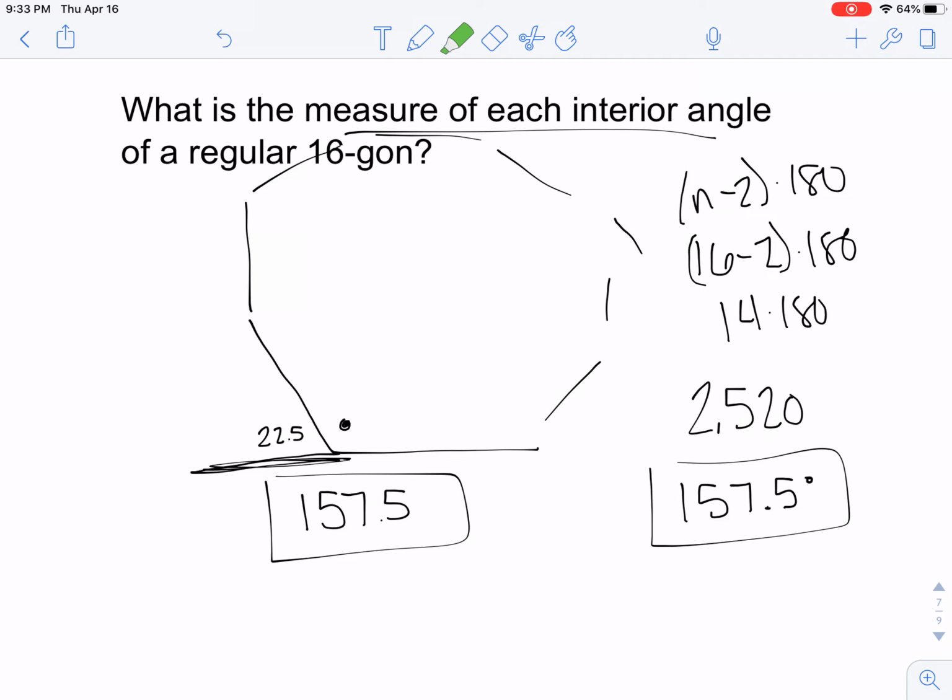I don't care which method you use, but the point is sometimes you can just use other facts that you know about interior and exterior angles, and it can make your life a little bit easier as you work through some of these.